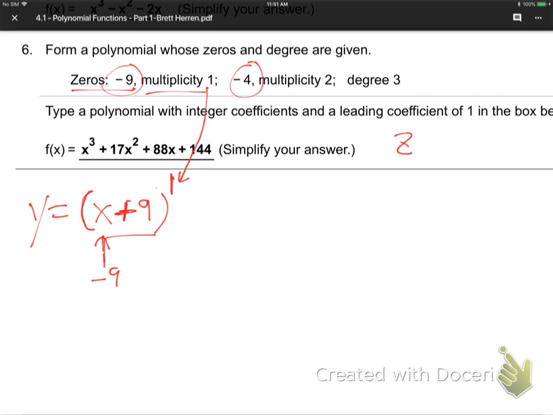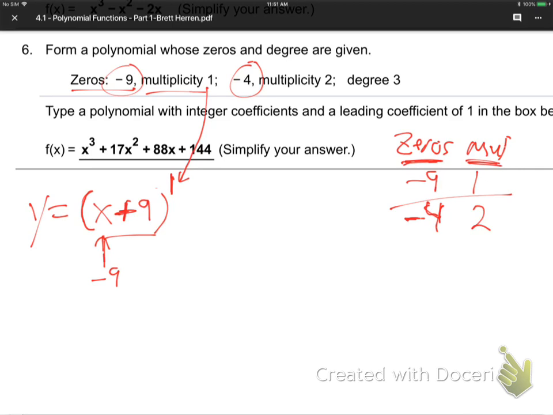I don't know if you can tell what they're saying. Let me write it vertically. It might be easier if they wrote it vertically. Zeros and their multiplicity. So they're saying negative 9 is a 0, and its multiplicity is 1. And negative 4 is a 0, and its multiplicity is 2. That's what they're saying. Okay.